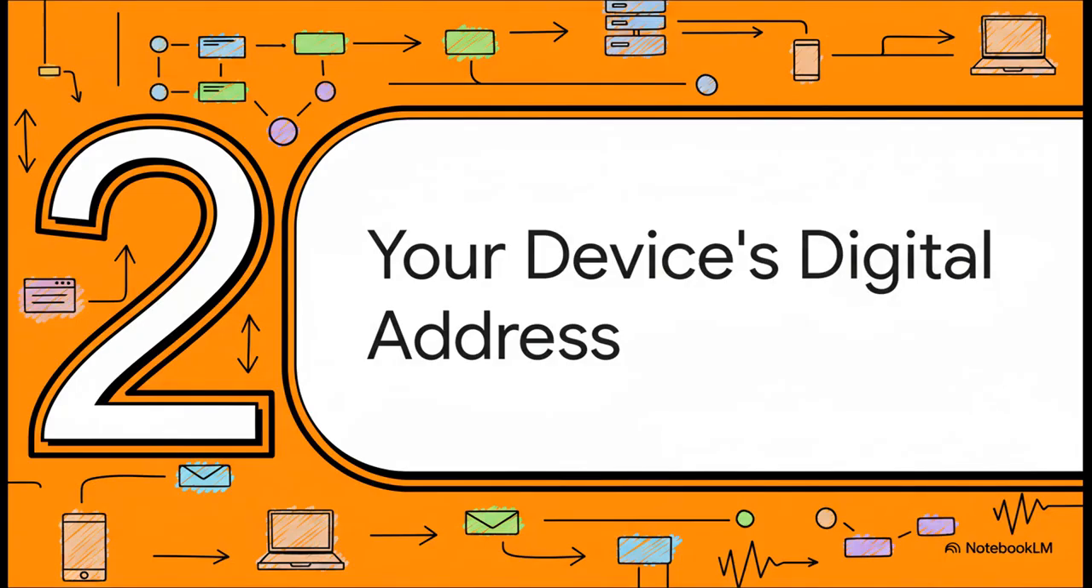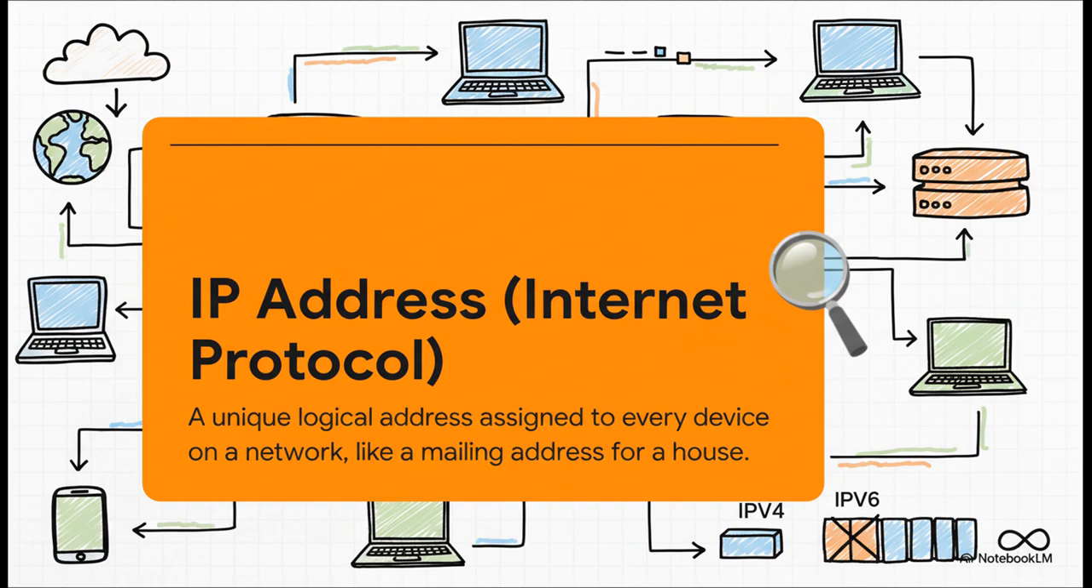Right, so for any package to get delivered, what's the first thing it needs? An address, of course. The internet is exactly the same. Every single device that connects to it, your phone, your laptop, even your smart toaster, needs its own unique digital address to be part of the network. And this is where the famous IP, or Internet Protocol, address comes into play. It's basically the unique mailing address for your device on the internet.